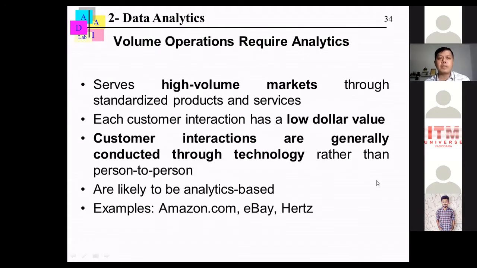High volume operations also require analytics. There is high volume throughput of standardized products and services, each customer interaction has a low dollar value, and the customer interactions are generally conducted through technology rather than person to person.